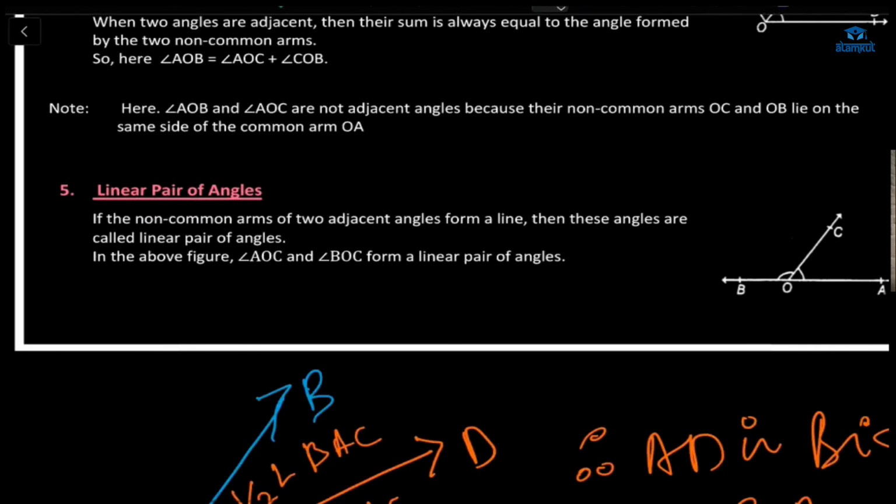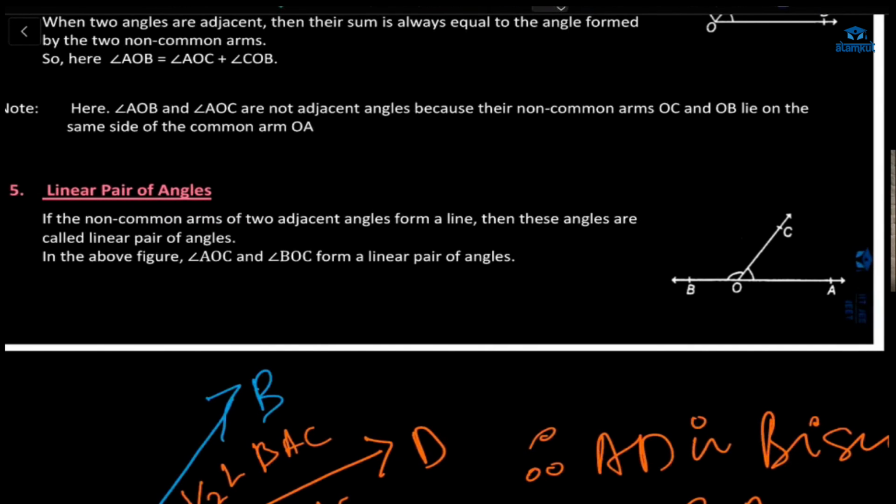Now, linear pair of angles. Linear pair of angles means what? If the non-common arms of two adjacent angles form a line. Here also we're talking about adjacent angles, but the non-common arms. If the non-common arms of adjacent angles form a straight line, then these angles are called a linear pair of angles. That means if you take the complete angle, it is a 180-degree angle. Then it is a linear pair of angles.